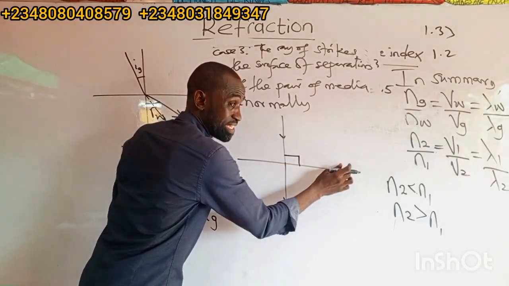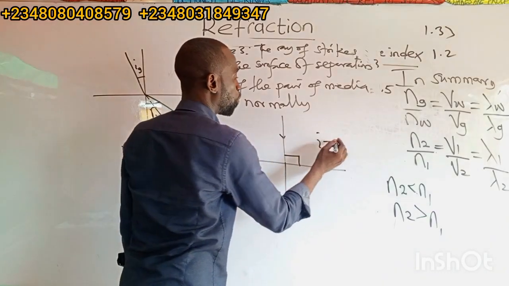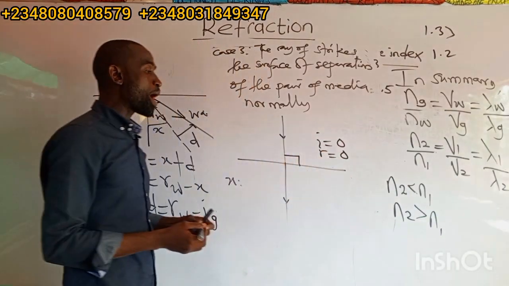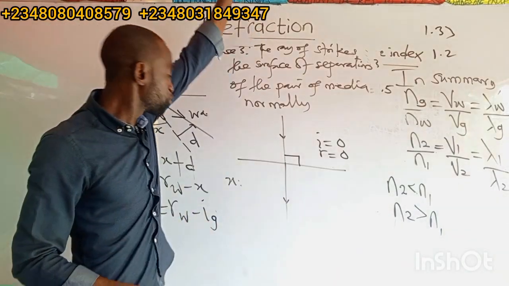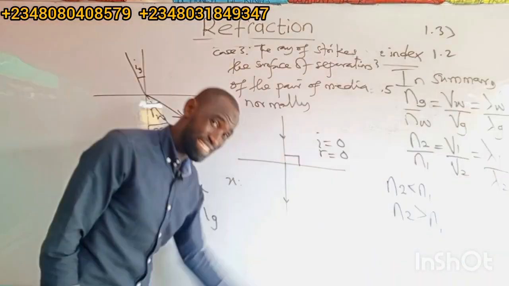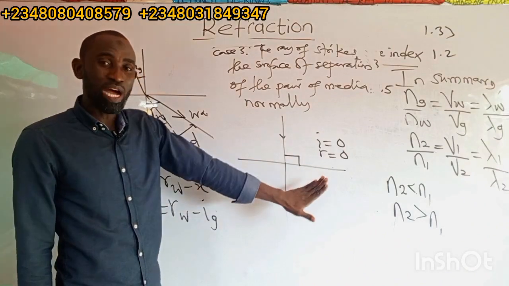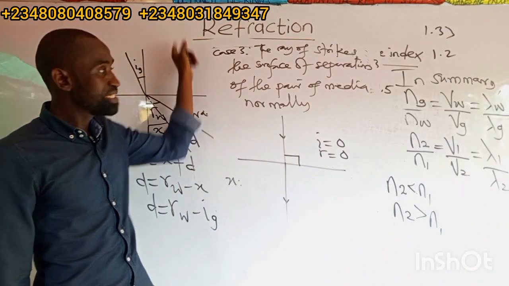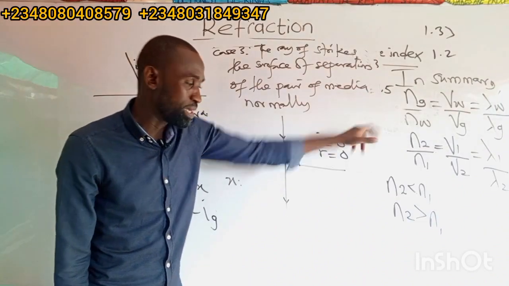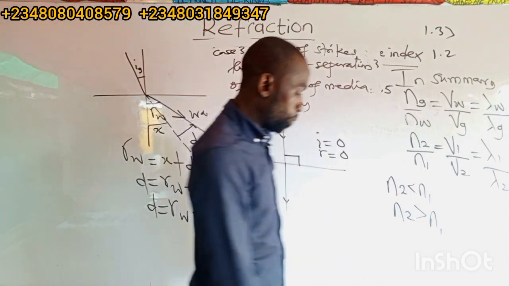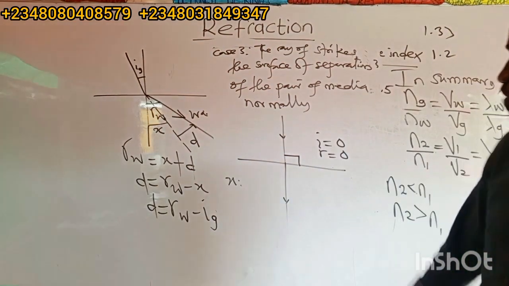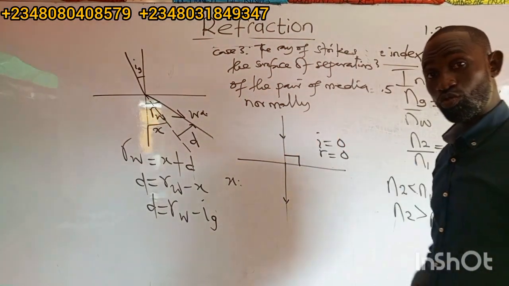The ray strikes the surface normally. Our angle of incidence here equals 0. Angle of refraction equals 0. So what happens? The ray will just go into the second medium straight like that. So there won't be bending here. In the first case, the ray of light will bend. In the second case, the ray of light will bend. But in this third case, there is no bending of the light ray as it moves from this medium into this medium.